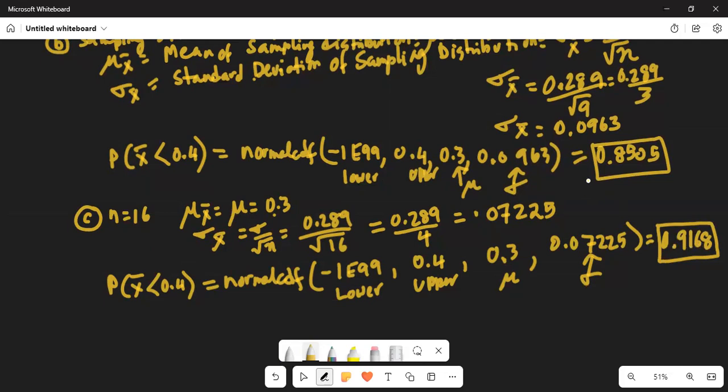And the reason is the standard deviation of the sampling distribution for a sample size of 9 is 0.0963, whereas the standard deviation of the sampling distribution for a sample of size 16 is further smaller. It's 0.07225. So the curve has become much narrower. Hence, we cover a lot of area below 0.4 for the sample mean to be less than 0.4.